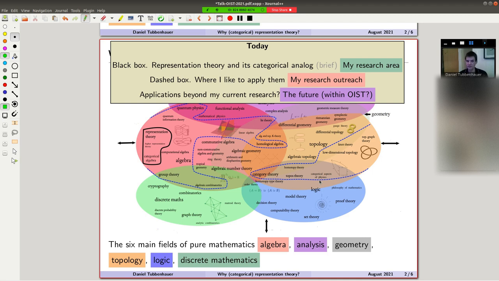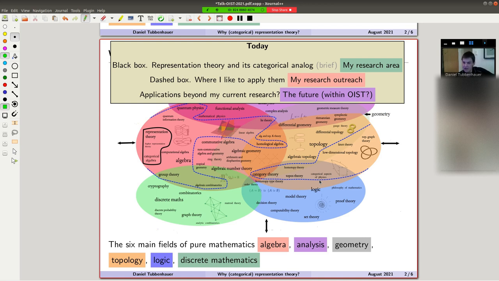And the point of representation theory, at least for me, is that I don't want to do representation theory for the purpose of representation theory, which is a lie. I really want to do representation theory for the purpose of representation theory. But it's also very nice because it's very applicable throughout mathematics, and in particular in this blue dashed bubble. Today I only have 45 minutes, so I can't explain the whole blue dashed bubble. That's basically my research outreach as it is right now.